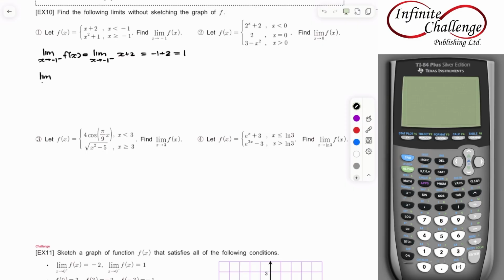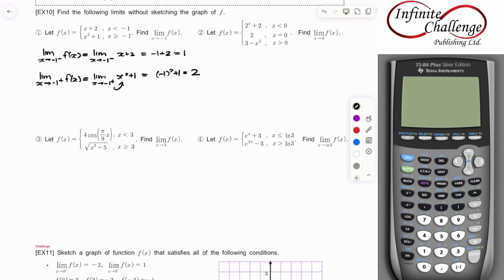What about the right-hand limit as x approaches negative 1 plus of f of x? Using a similar line of reasoning, this is equivalent to the limit as x approaches negative 1 plus of x squared plus 1, which by direct substitution becomes negative 1 squared plus 1, which is, hold on a second, 2.